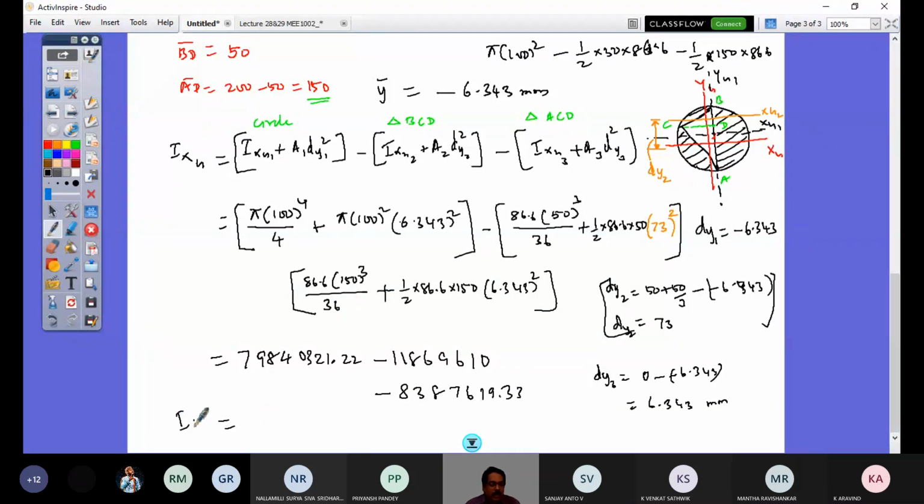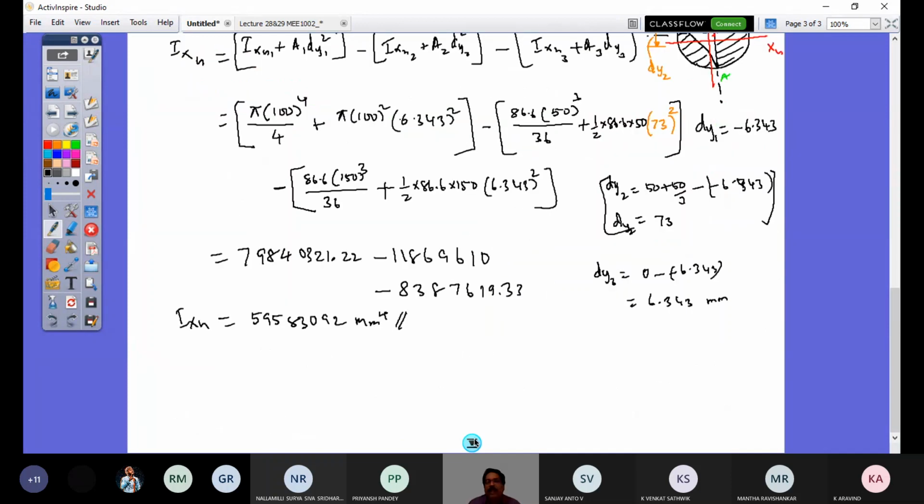IXG equals 595803092. So there should be a minus sign before the last bracket. Which bracket? Last one. Yeah, of course. See, this is minus minus and this and yeah, here there is a minus sign. That's why here it's minus. Right. So this is what you calculate now, the IXG value.